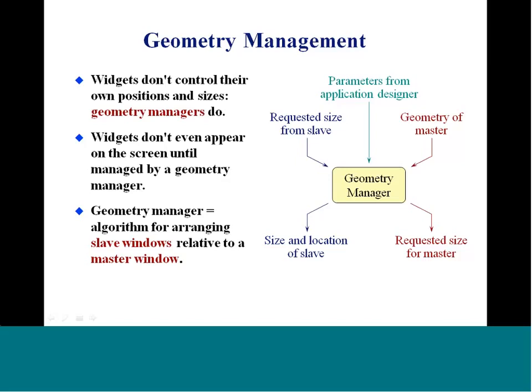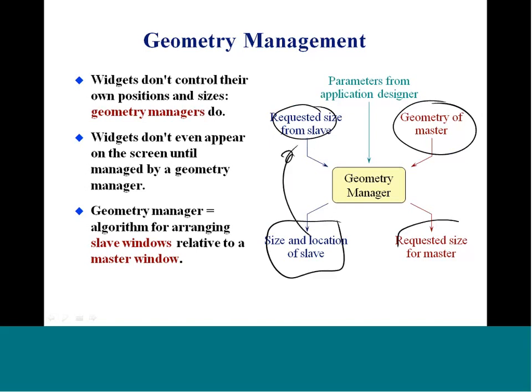On the right hand side there is a picture showing how it works. We get the parameters from the application's designer into the geometry manager. We also get the requested size of the slave from the slave, and then we also know the geometry of the master from looking at the window. Now the geometry manager provides the size and the location for the slave, and it also provides the requested size for the master.